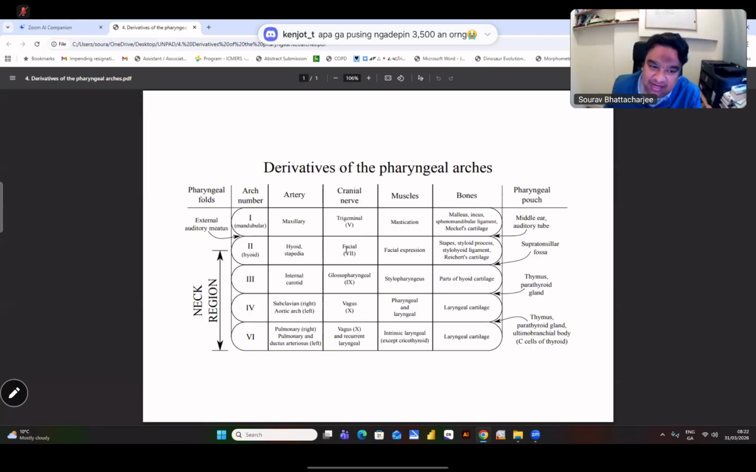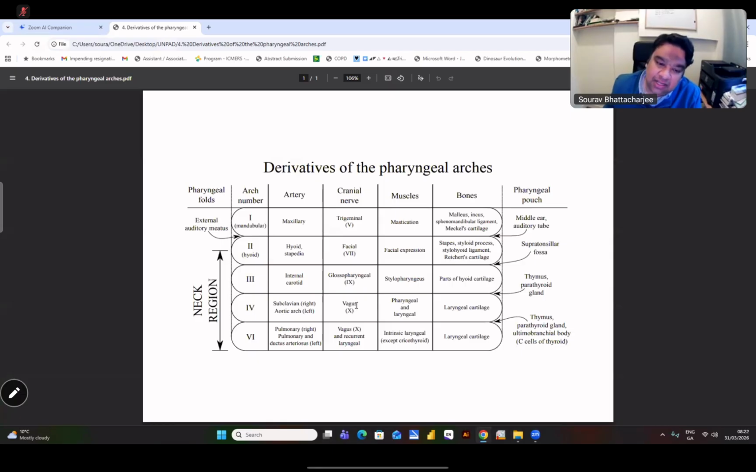Similarly, the second pharyngeal arch will be supplied by the facial nerve, usually cranial nerve 7. The third pharyngeal arch by the glossopharyngeal, cranial nerve 9, and the fourth and sixth, because the fifth is missing, will be supplied by the vagus nerve.